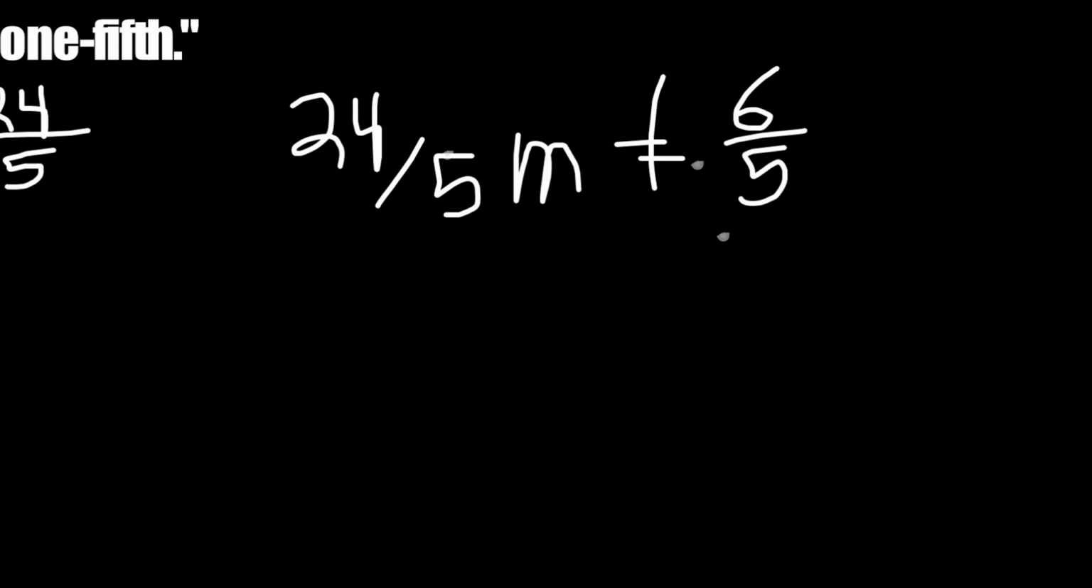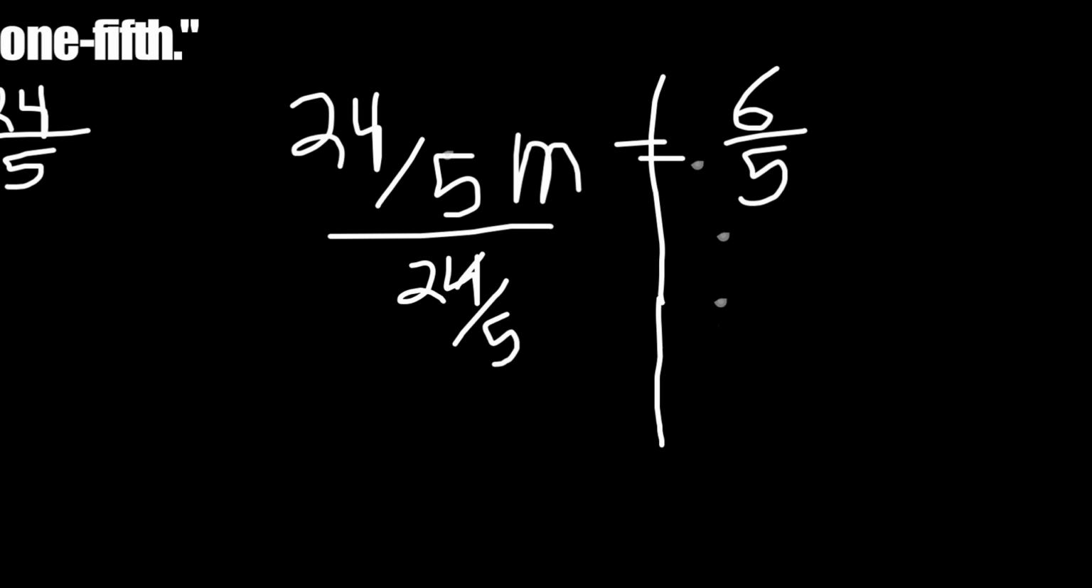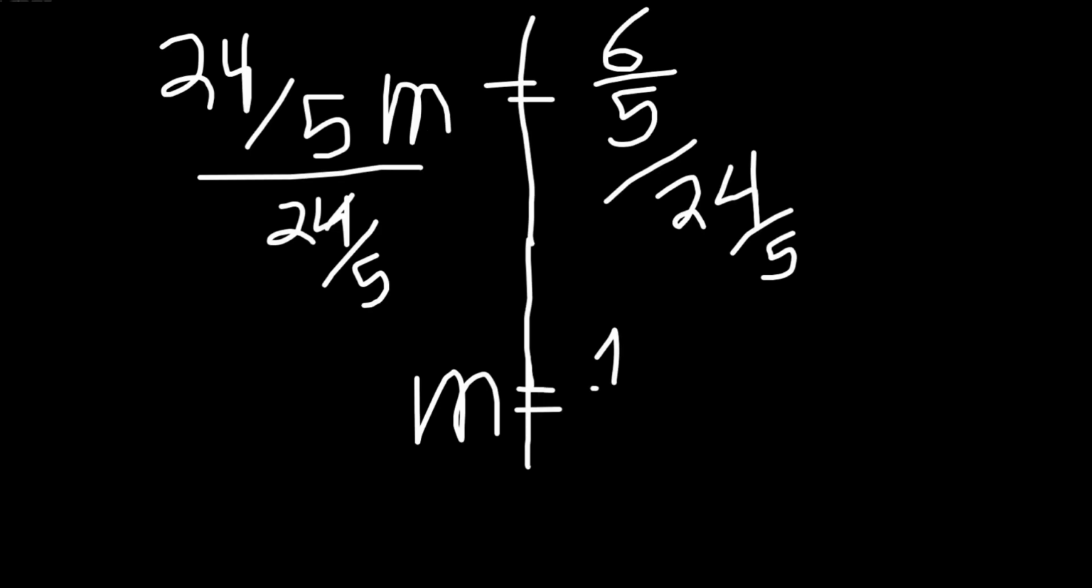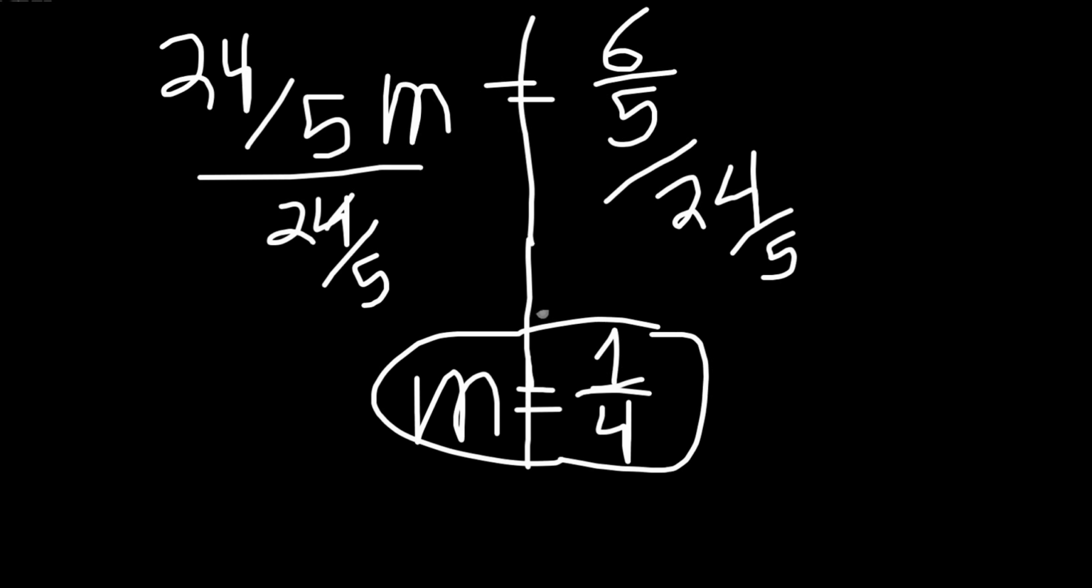Now let's do this. So 24 over 5 times m, and the inverse of that is going to be dividing. So we're going to divide by 24 over 5, and we're going to do the same over here. Divide by 24 over 5, and that will give us m equals 1 over 4. And there you have it. That is your real world equation done.